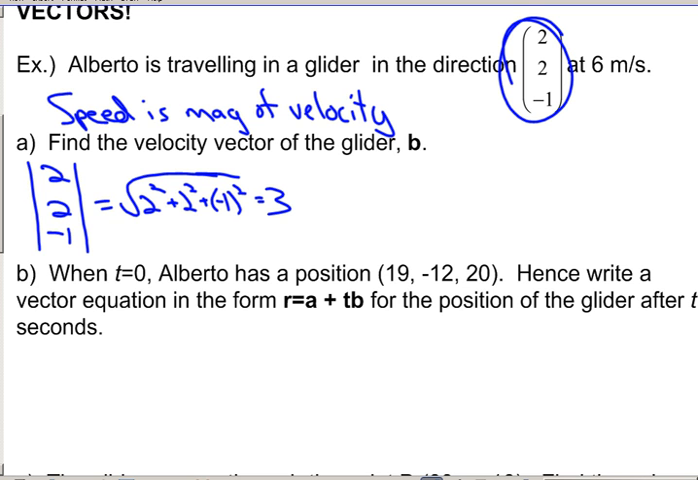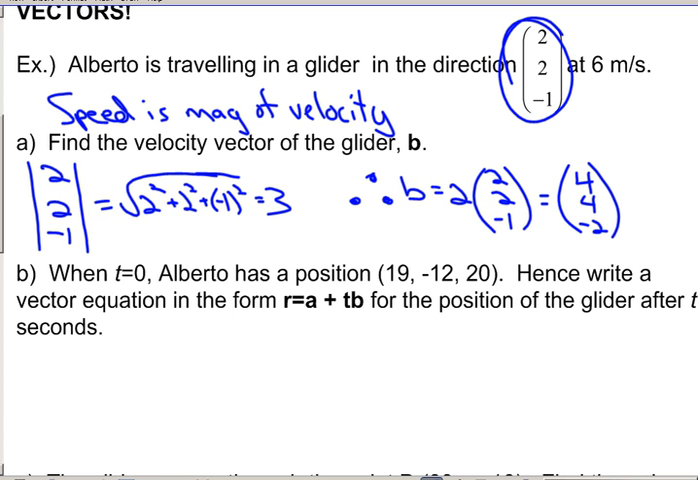So this direction vector that we were given to start with is not actually the velocity vector. It's too small. It only represents 3 meters per second. Our velocity vector has to be twice as big, or 2 times the direction vector. It has to go in the same direction, but have the right magnitude. So that'll give us 4, 4, negative 2.